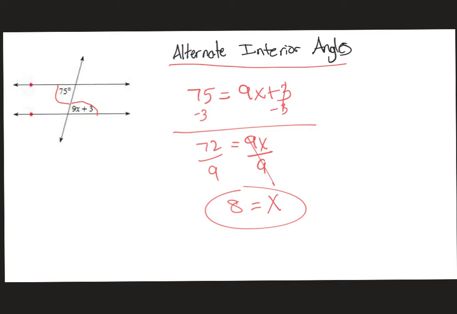If I want to find the actual angle measurement, I would just have to plug 8 into the expression 9x plus 3. However, because we said that 75 has to equal 9x plus 3, that angle measurement is actually going to be 75 degrees. Because of alternate interior angles, I actually didn't need to solve for x if I wanted to find the angle measure. But because we wanted to find x as the answer, we set up the equation to solve.